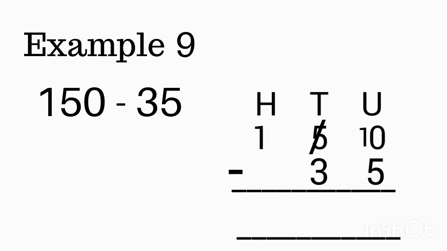That gives us 10. All right, when we take 1 from the tens column, 5, what we have left there is 4. So back to the units column. 10 minus 5 is 5. All right, to the tens column, 4 minus 3 is 1. Under the hundredth column, we have just 1, so we bring it down. So 150 minus 35 is 115.